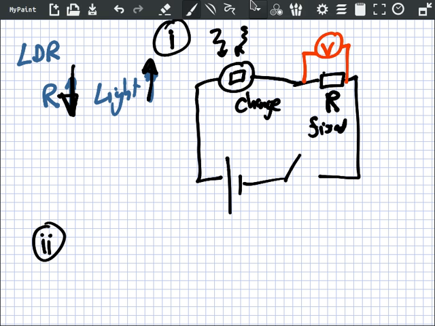No, let's continue with this, okay? Part 2. If the resistance of your resistors increases, but everything else remains the same, state and explain what will happen to the voltage measured by the voltmeter. Now, I think they mean if you change this resistor.